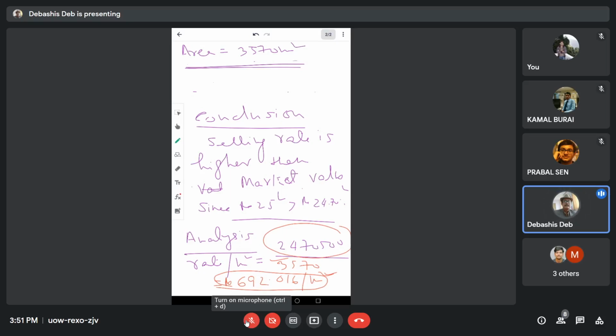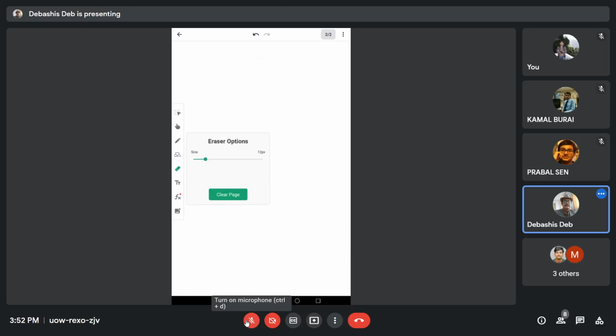So in analysis, if it is asked to analyze, you must do: the total valuation is 24,70,500 and area is given as this. So rate per square meter is this. Okay, this was the value analysis. Now number two, next problem. Next problem is this.